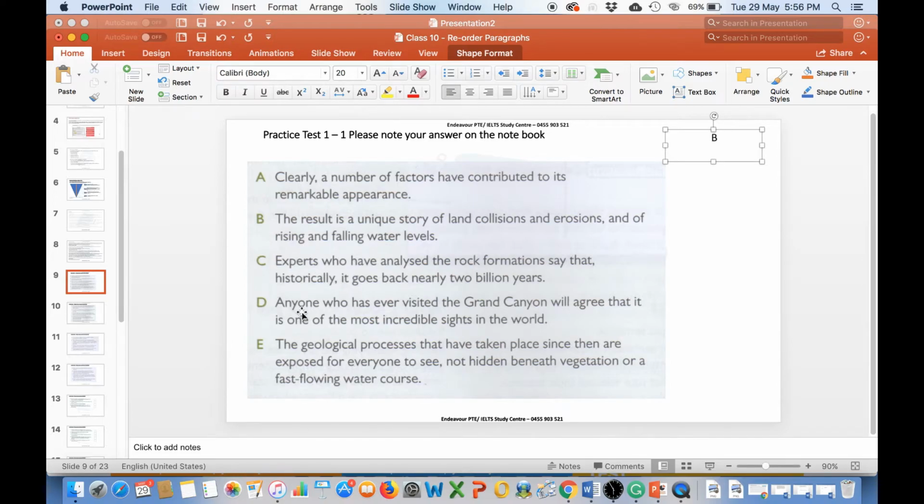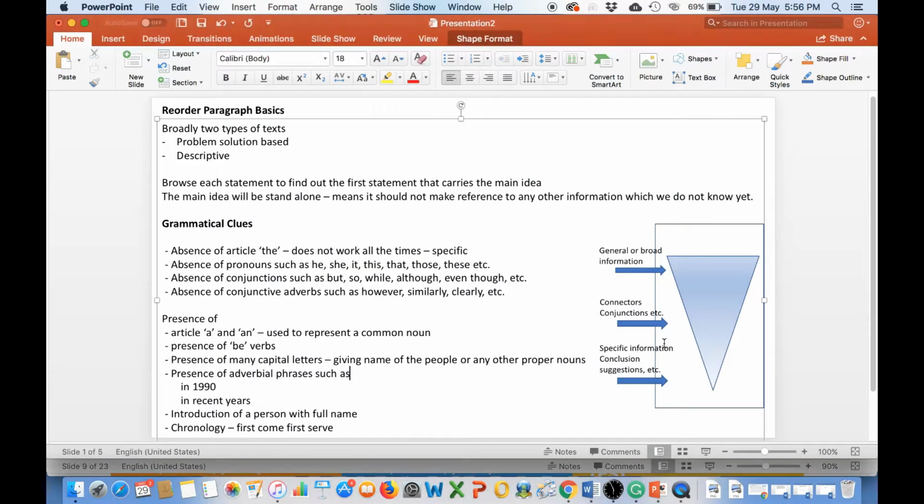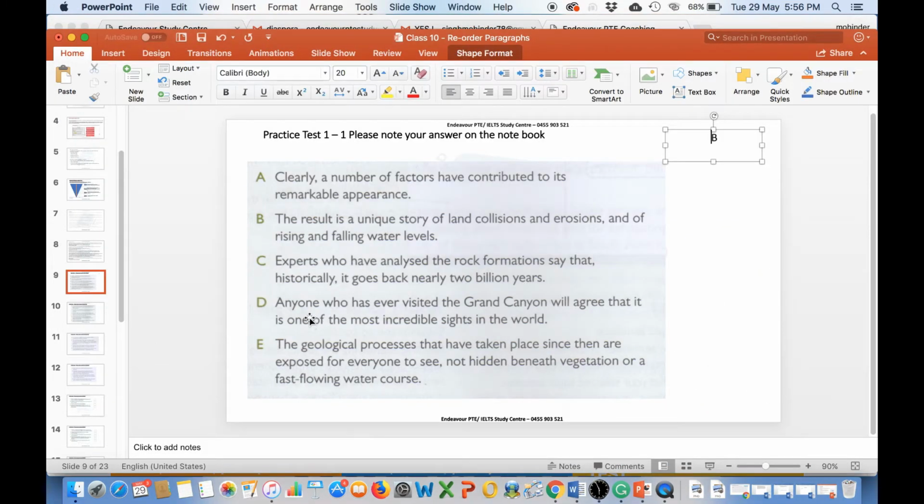But let's go to D. Anyone who has ever visited the Grand Canyon. Look at that. Who has ever visited the Grand Canyon? What is Grand Canyon? It's a proper noun, so there are capital letters, and it is a broad thing. "Anyone" is broader. Broad things exist at the top, in the first sentence, so general or broad information goes here. So that's why it could be number 1. So we will put D as number 1, and we will see how we go.